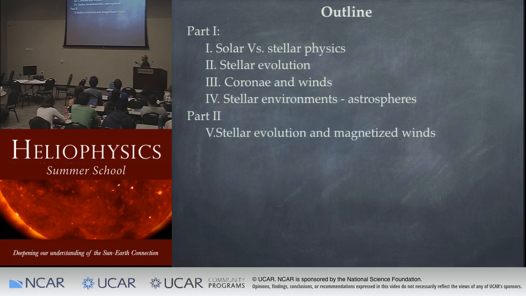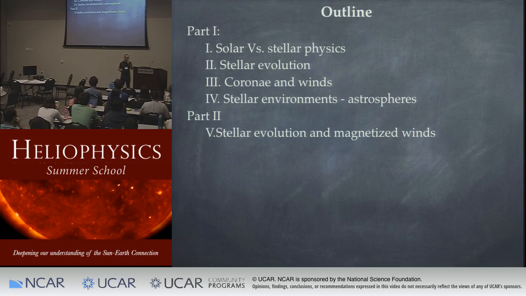So I'm going to talk about stellar evolution and magnetized winds. Magnetized winds seem to play a role in stellar evolution, but we have some issues determining how they are in other stars, especially the so-called low-mass stars like the Sun, M, K, and G stars, in contrast to the giant branch, which are hot stars.